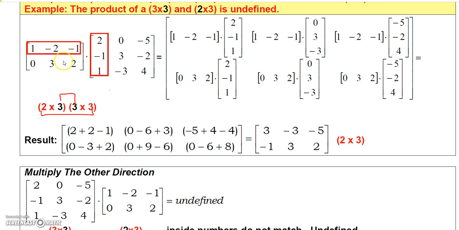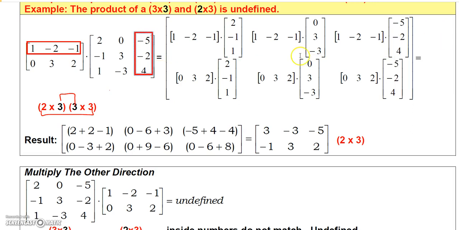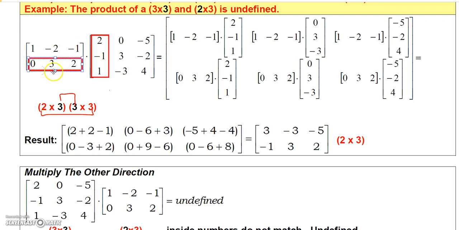Then I would take this same row and multiply it by the next column. Then I would take that row and multiply it by this column, which I did right here. Now what I'm going to do is take the second row, and I'm going to multiply this row by each one of these columns. I'll take this row and multiply it by the first column, and I'll put that down here.